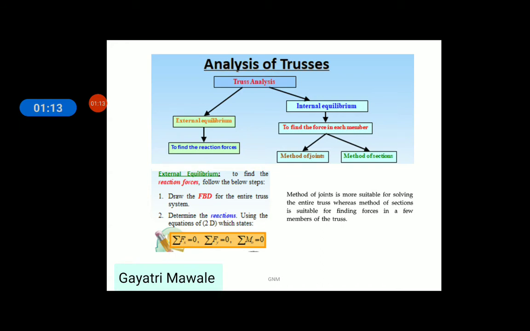In analysis of trusses, we actually consider external equilibrium of the whole truss to find reaction forces for the given truss, and we consider internal equilibrium of a truss to find forces in each member. Method of joint is more suitable for solving the entire truss, whereas method of section is suitable for finding forces in a few members of the truss.